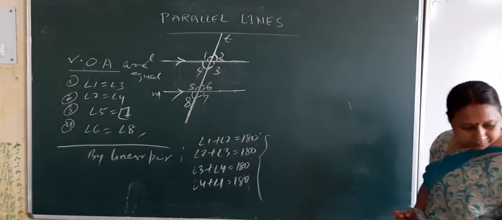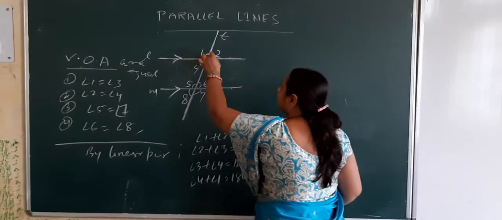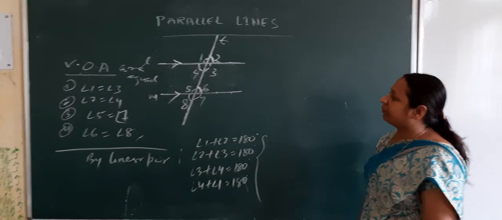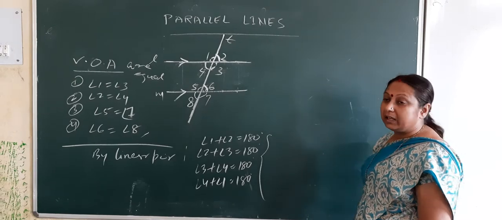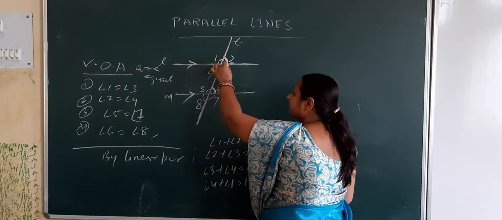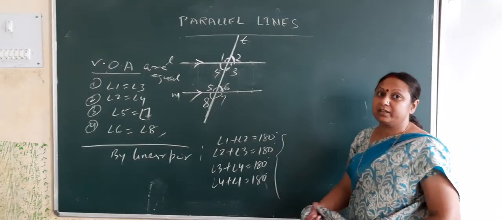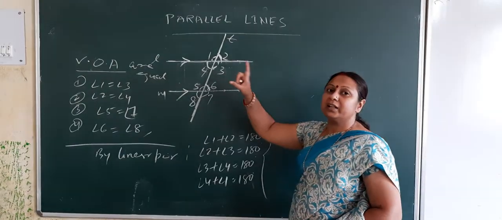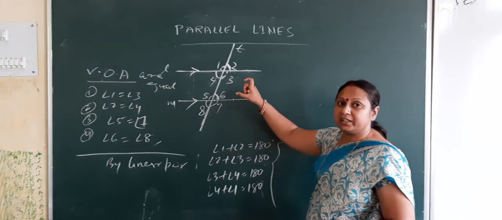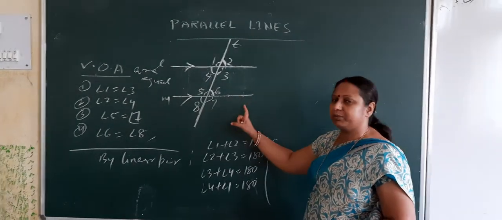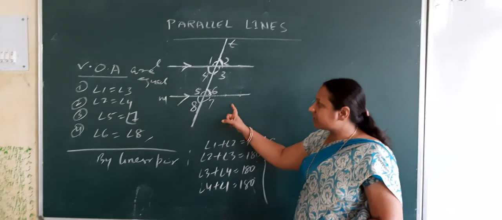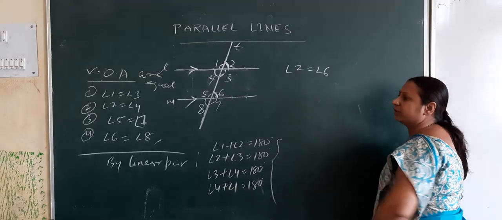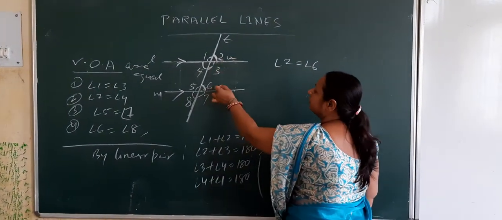Now the next. See angle 2 and angle 6. These pairs of angles are called corresponding angles. Corresponding angles are pairs of angles, equal in measure, on the same side of the transversal but not adjacent. A pair of interior and exterior angles on the same side of the transversal but not adjacent is called corresponding angles. So angle 2 equals angle 6.